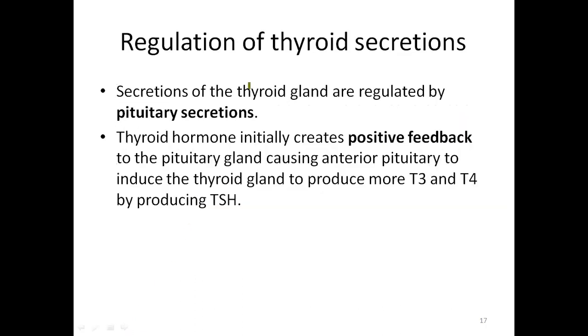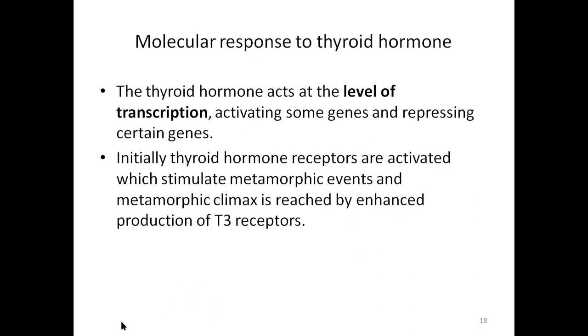Now this thyroid gland, which is controlling the metamorphic changes, is in turn controlled by another important gland present in the brain known as the pituitary gland. Now, there is a positive feedback. Once the pituitary gland produces thyroid stimulating hormone, TSH, it stimulates the thyroid gland to produce T3 and T4. Initially, increasing levels further stimulate the pituitary gland to produce more and more TSH.